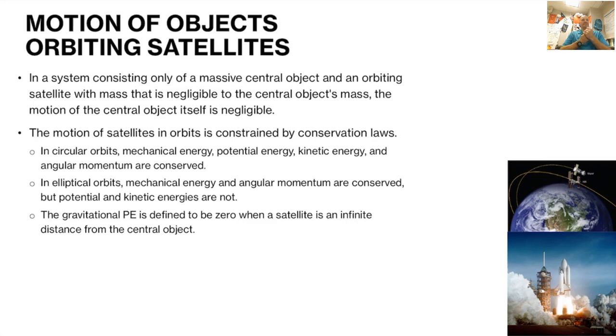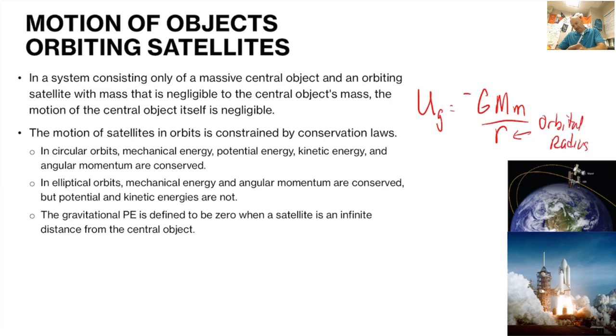And then the gravitational potential energy is defined to be zero when a satellite is an infinite distance from the central object. And this is the reason why we have an equation that looks something like this, right? U equals negative G, central object mass times orbiting object mass, divided by r, where this is what is called orbital radius. And that's simply r, the radius of the planet plus the height off the planet.